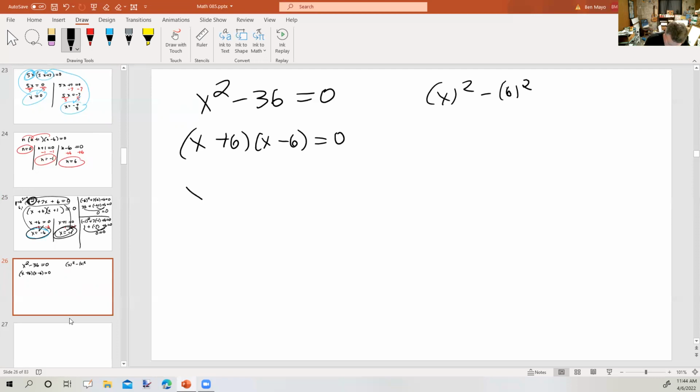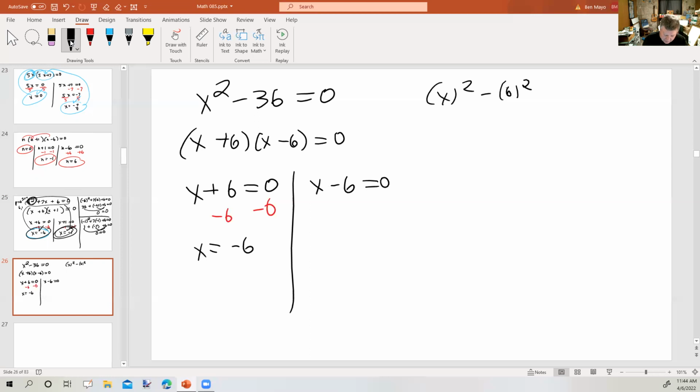Take each factor that contains a variable, set it equal to 0, and then solve that first degree equation. X plus 6 equals 0, subtract 6 from both sides, x equals -6. X minus 6 equals 0, add 6 to both sides, x equals +6. So there are the 2 possible solutions.